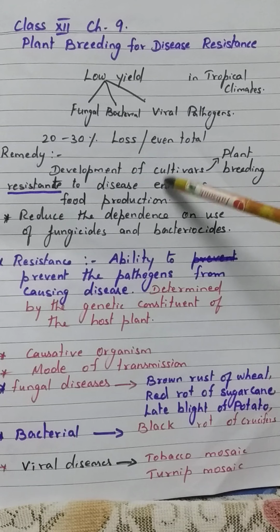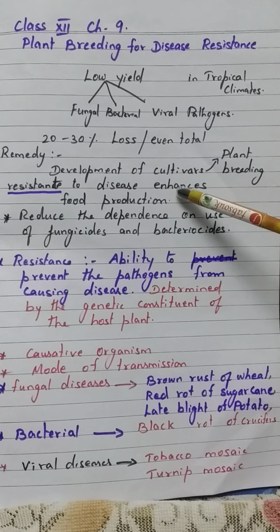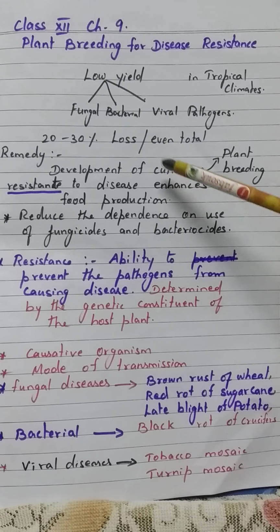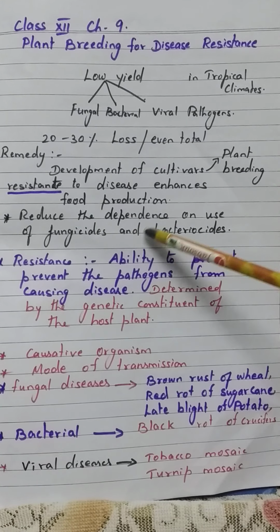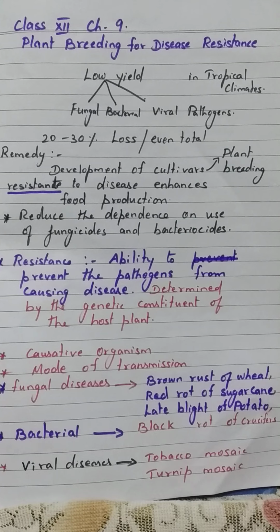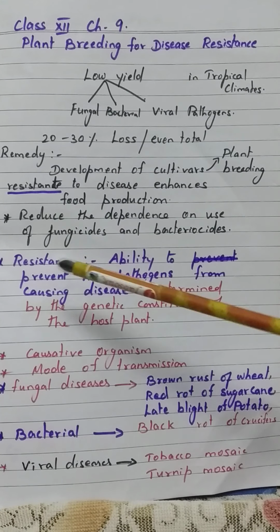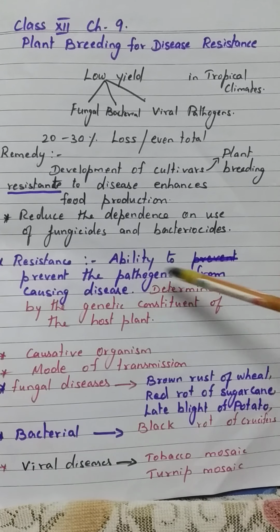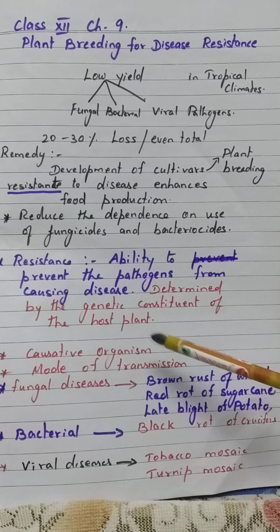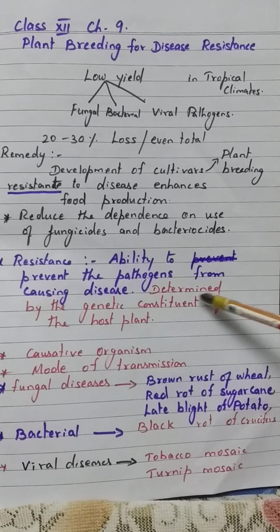And if these cultivars are themselves resistant against diseases, then we won't need fungicides and bactericides, so they reduce the dependence on their use. What is resistance? It is the ability to prevent the pathogens from causing diseases, and this resistance is determined by the genetic constituent of the host plant.